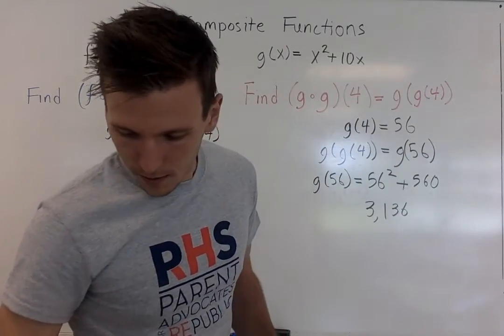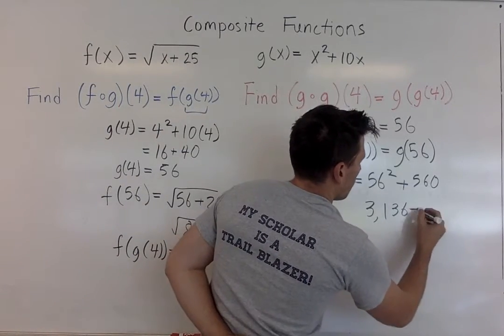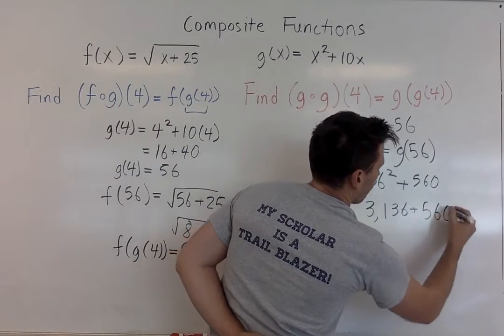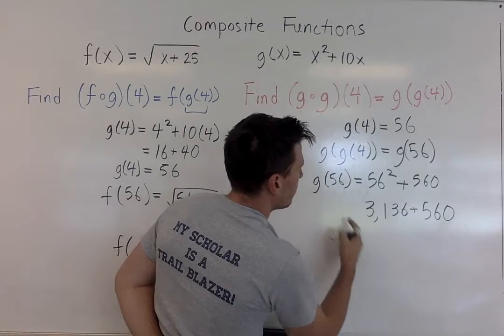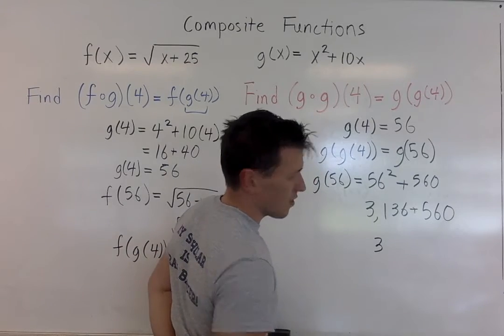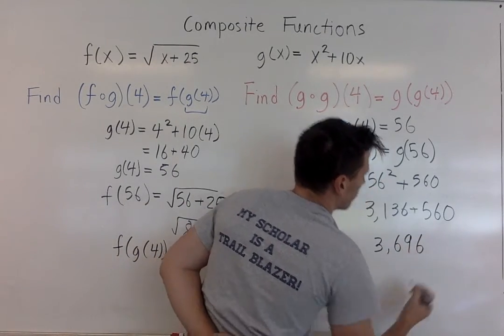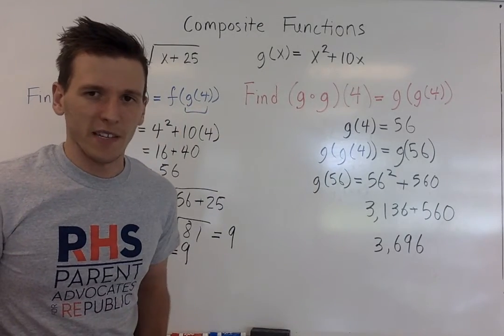$3,136 plus 560 means that g of 56 is 3,696. Composite functions.